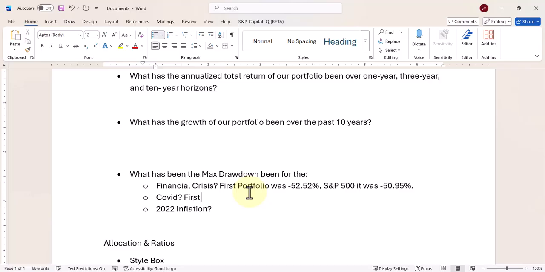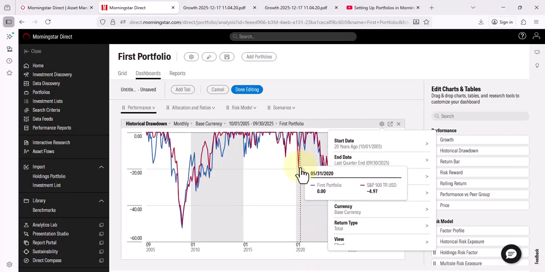So the first portfolio was 7.68%. The S&P 500, I won't say fell by, the return was negative 19.60. Let me double check that real quick. Yeah, 19.60%.